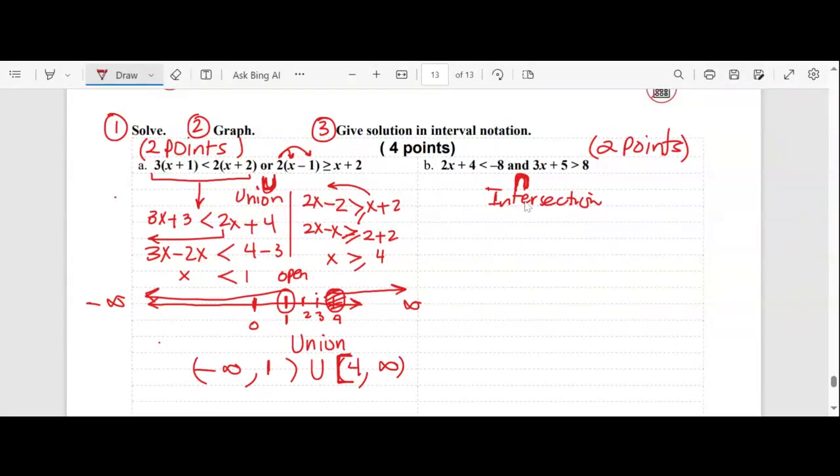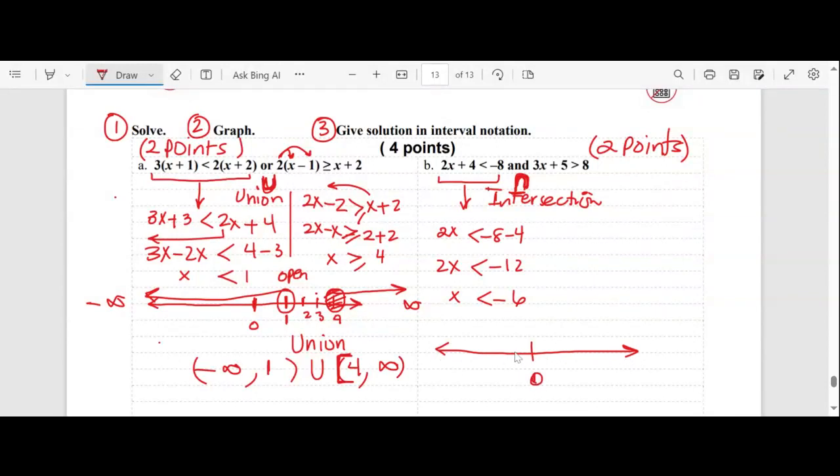Let's go to the next one. The next one is an intersection. So the first thing we need to solve this: you're going to get 2x less than negative 8 minus 4. That gives you negative 12. So you divide both sides by 2. You're going to get x less than negative 6. And then you graph that. So you have 0 here, negative 6 here. Open or close? Open. Going to where? Minus infinity.